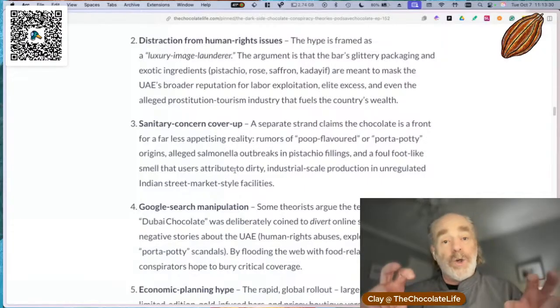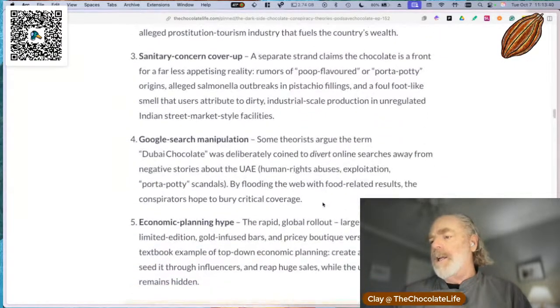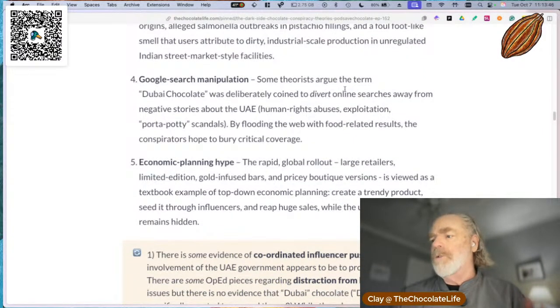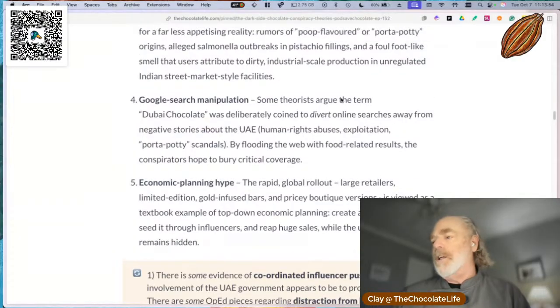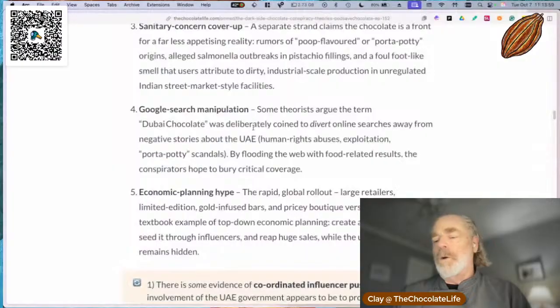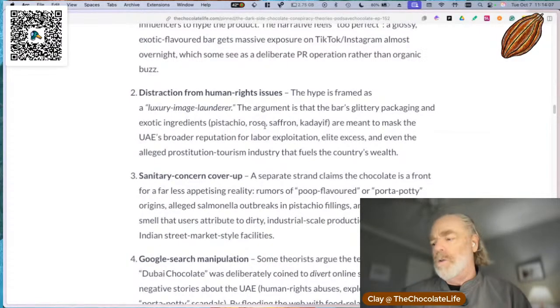If you're going to buy a Dubai chocolate, what it says is don't go to some sort of discount outlet and get the cheapest version you possibly can. That might be where we're going here. Another one is Google search manipulation, or search engine manipulation. Some theorists argue the term Dubai chocolate was deliberately coined to divert online searches away from negative stories. Again, not only do we have this notion of coordinated influencer push, but the coordinated influencer push was aided and abetted by Google and its algorithms in order to be able to distract from human rights issues.